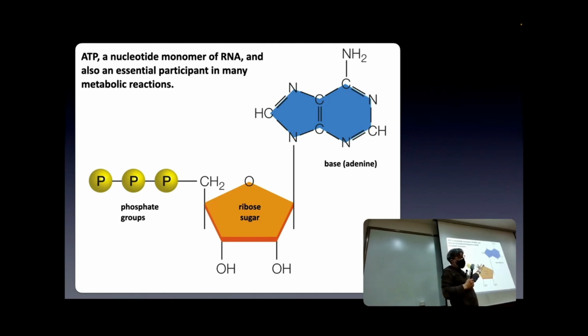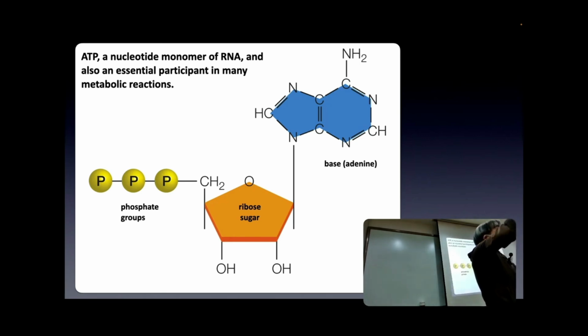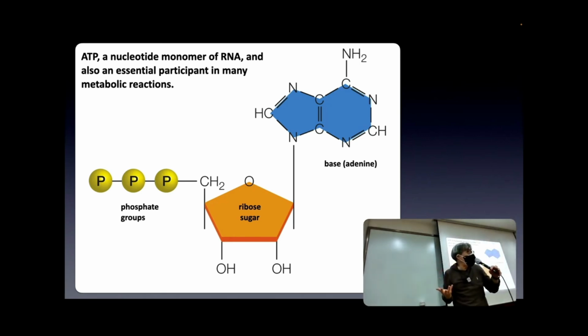The cell is so clever in that. Why? Because think about it. Building up, assembling the DNA. Is it a spontaneous reaction or a non-spontaneous reaction? In order to build the chain of DNA, you need to pick each different nucleotide and then assemble them together. Is it spontaneous or non-spontaneous? Non-spontaneous. So you need to bring the energy.